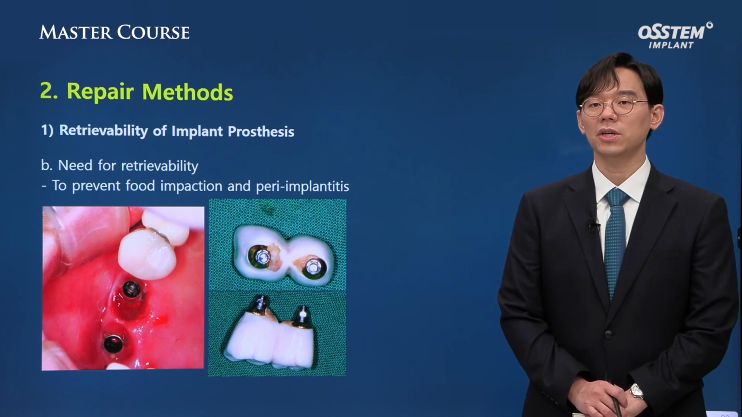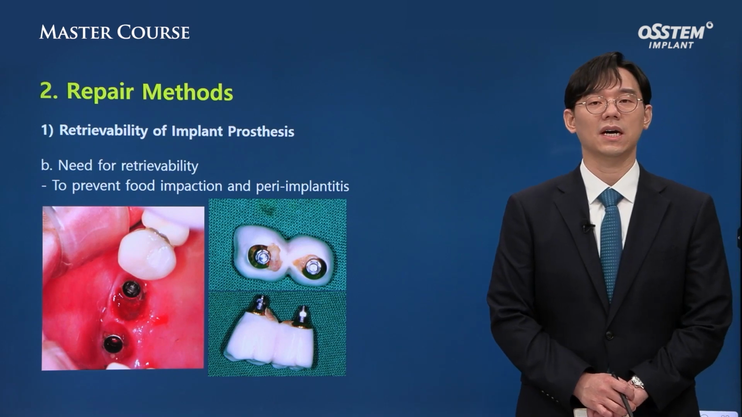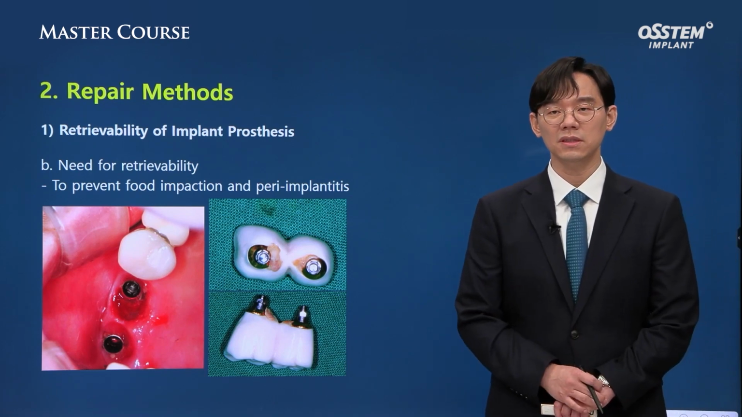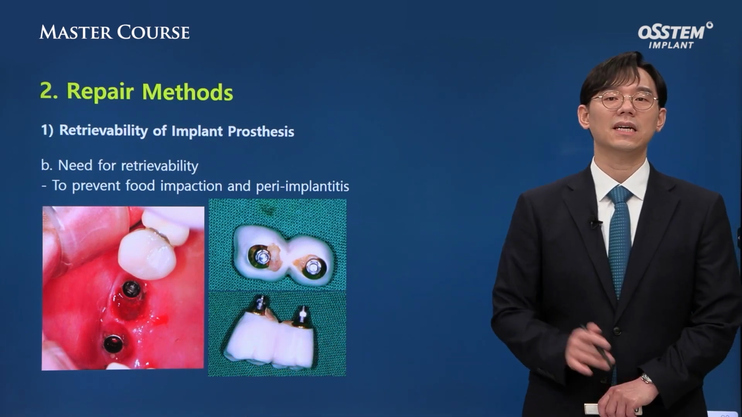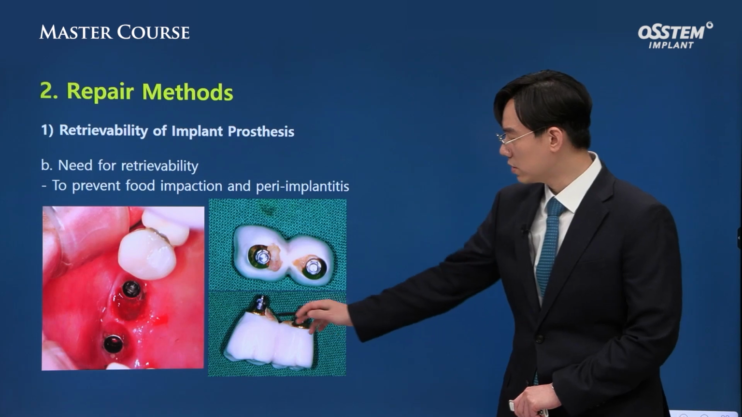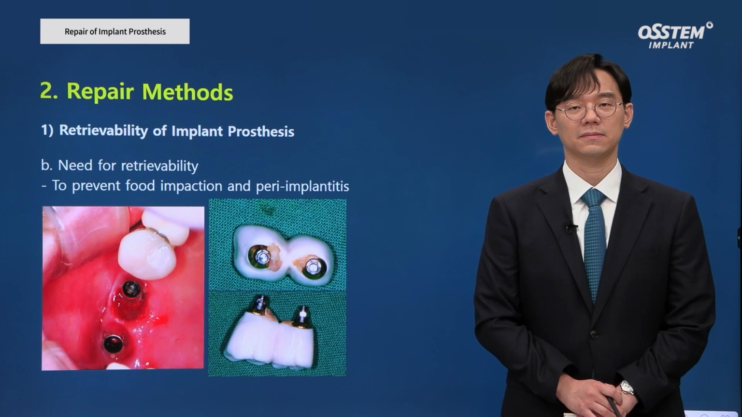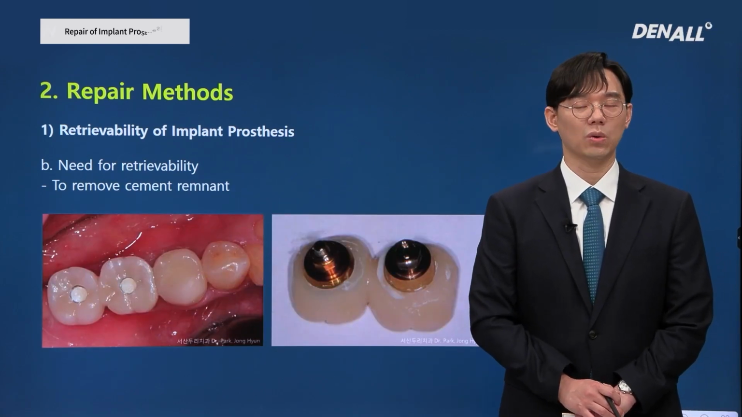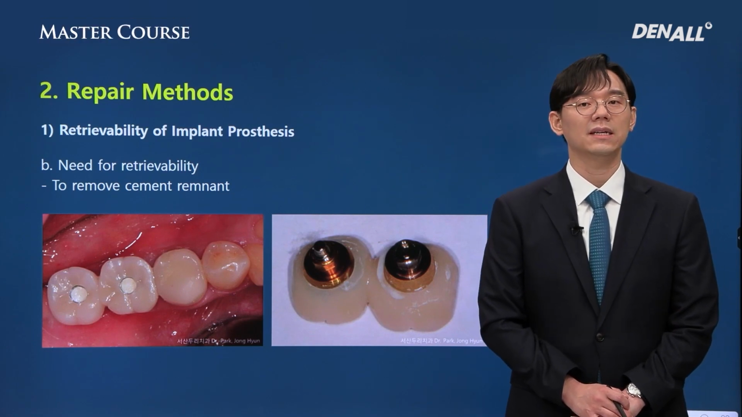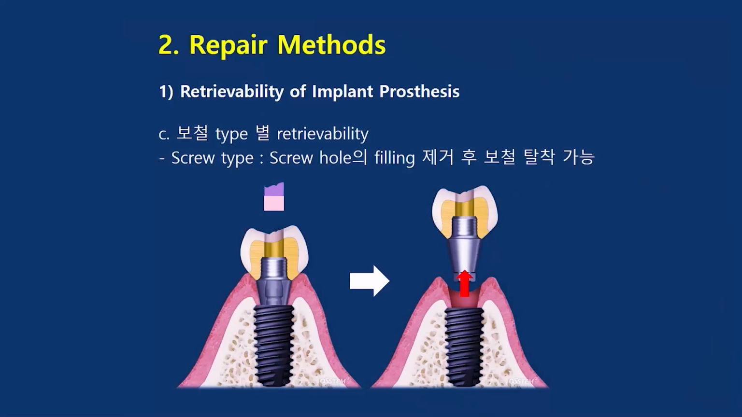If there is food impaction below abutment, thorough cleansing is not possible with just scaling or root planing. The only way to do it is to remove abutment, clean it, and then put it back on. As shown on this image, if the abutment is over-contoured, then it will be impossible for the patient to do self-cleansing. With the cemented prosthesis, without removing abutment, you will not be able to remove it thoroughly. For retrievability, removing excess cement is important.